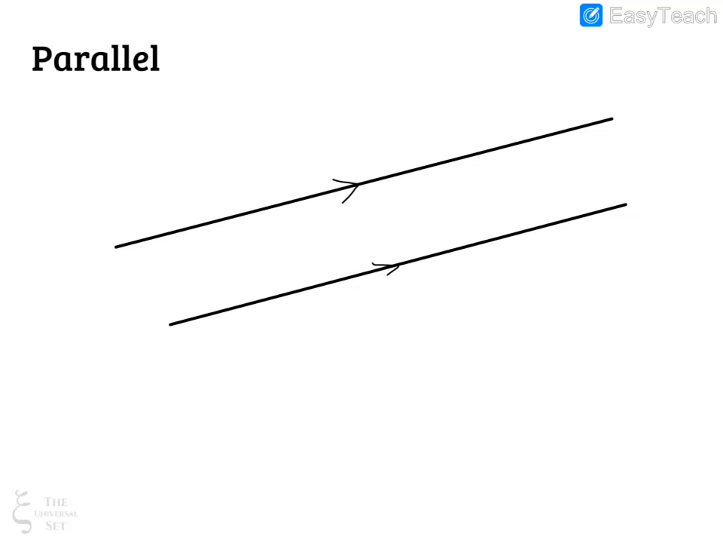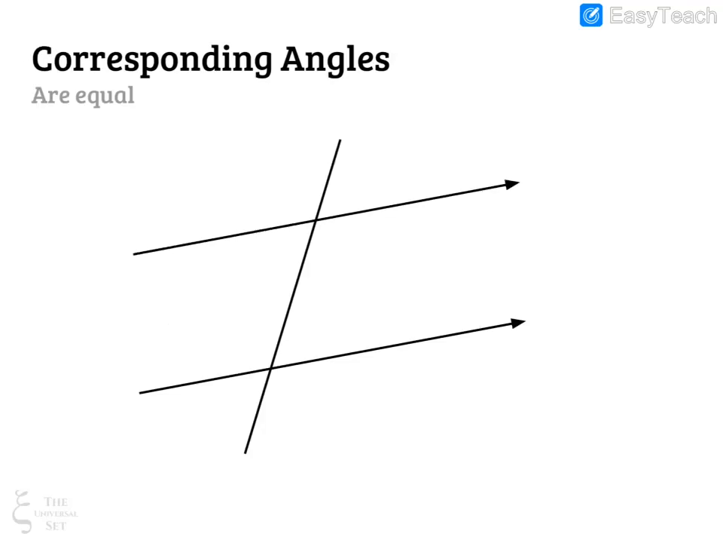Okay, so let's get on to the rules that we need to know. The first one is about corresponding angles. And the rule is that corresponding angles are equal to each other. So what do I mean by corresponding angles? Well, what we've got here is a pair of parallel lines, and then we've got another line that's cutting through them. And you can see that we're making a bunch of angles when we do that. There are 1, 2, 3, 4 up here, and there are 1, 2, 3, 4 down here.